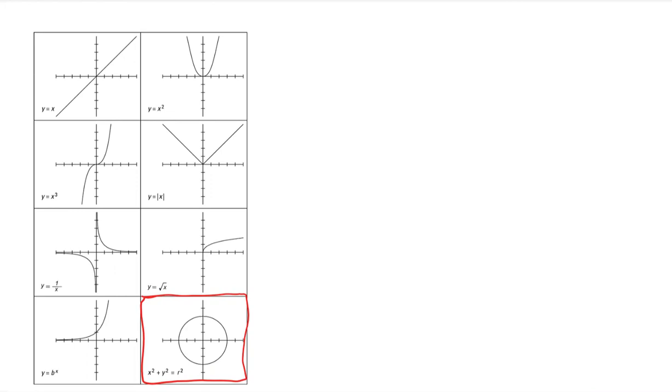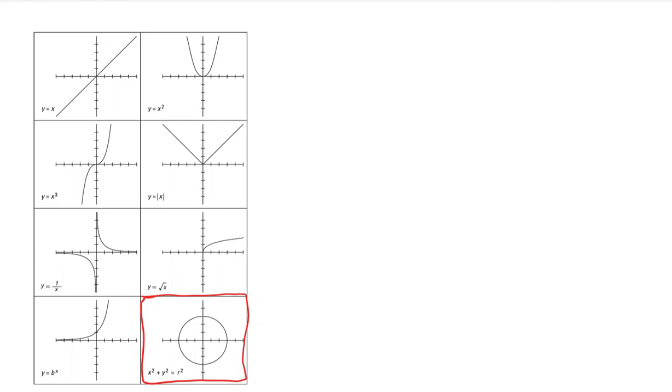So we have y equals x. It's a line going through the origin. And again, the origin is the point 0, 0. Y equals x squared, y equals x cubed, y equals absolute value of x. We'll talk more about this function a little bit later because it confuses students a little bit. Y equals 1 over x. Right? And then we'll talk again more about the domain and range of this function.